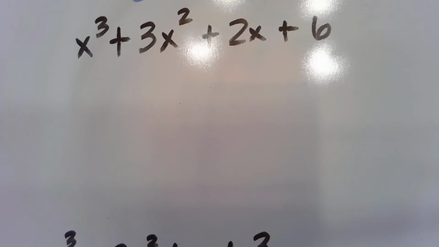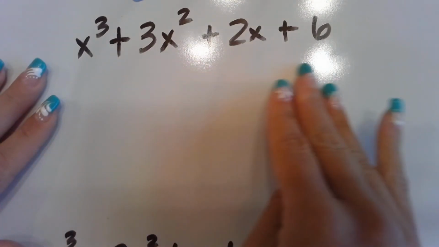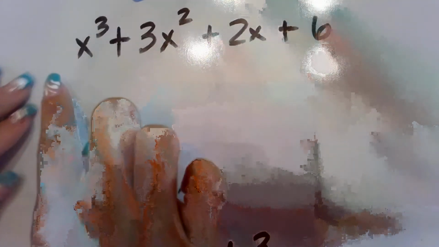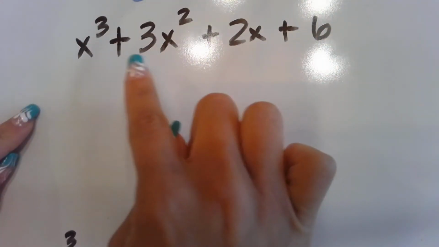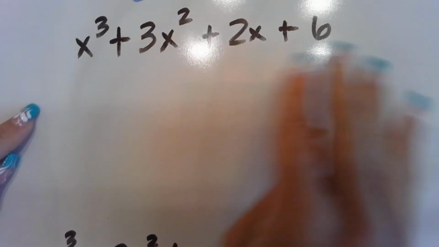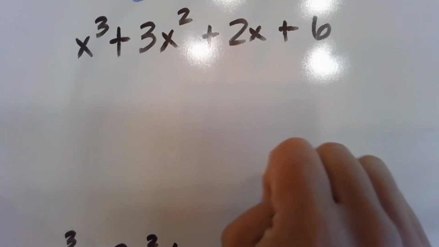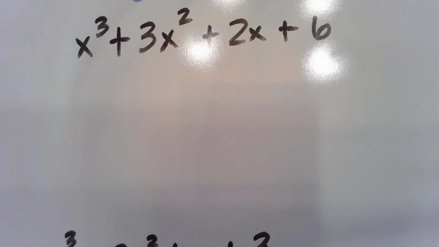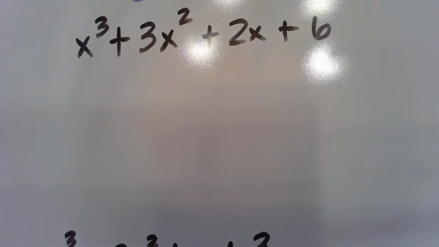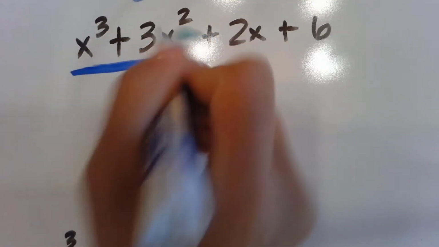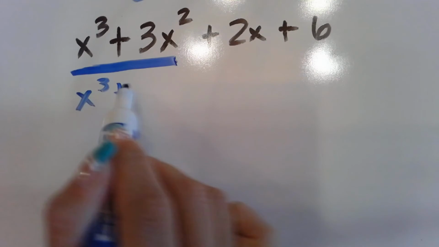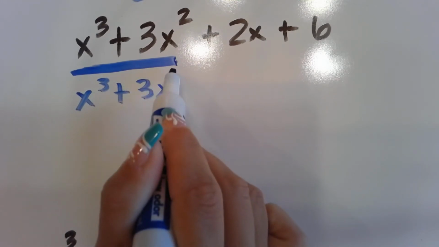We're going to start off by looking for our GCF, our greatest common factor. Is there a number that can go into this, imaginary 1, 3, 2, and 6? No, there's not a GCF. So let's get into it. We're going to factor by grouping. Let's group them off. So we got this piece here. We're going to write x cubed plus 3x squared.